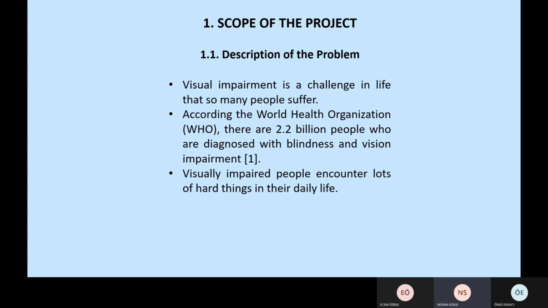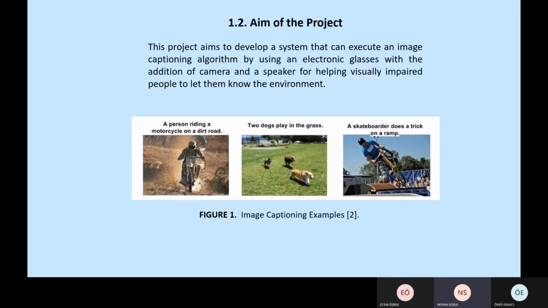Visual impairment is a challenge in life that so many people suffer. According to the World Health Organization, there are 2.2 billion people who are diagnosed with blindness and visual impairment. The visually impaired people encounter lots of hard things in their daily life. The most important challenge they encounter is not being able to safely pass the obstacles around the streets. This project aims to develop a system that can execute an image capturing algorithm by using electronic glasses with the addition of a camera and a speaker for helping visually impaired people to let them know the environment.